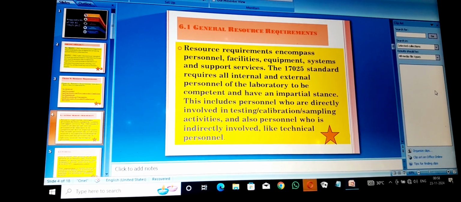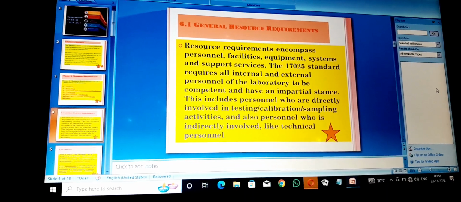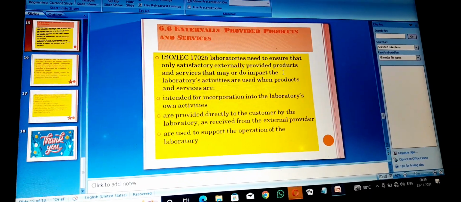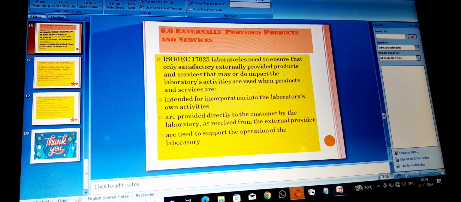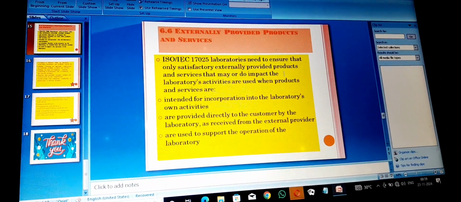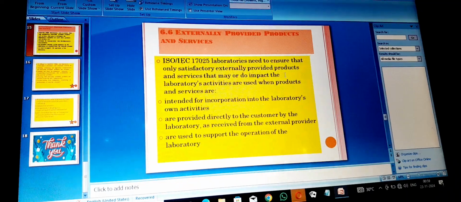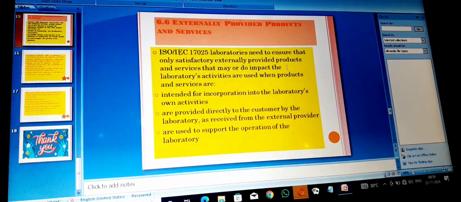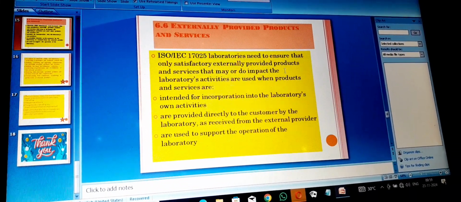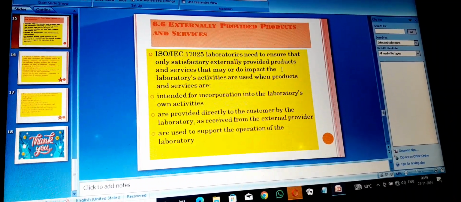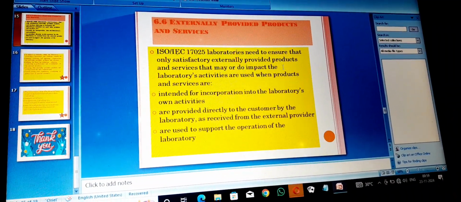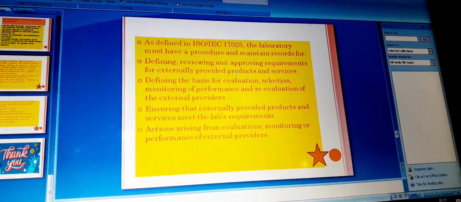This includes personnel who are indirectly involved, like technical personnel. So 6.6 externally provided products and services: those intended for incorporation into the laboratory's own activities, provided directly to the customer by the laboratory, and received from the external provider and used to support the operation of the laboratory.